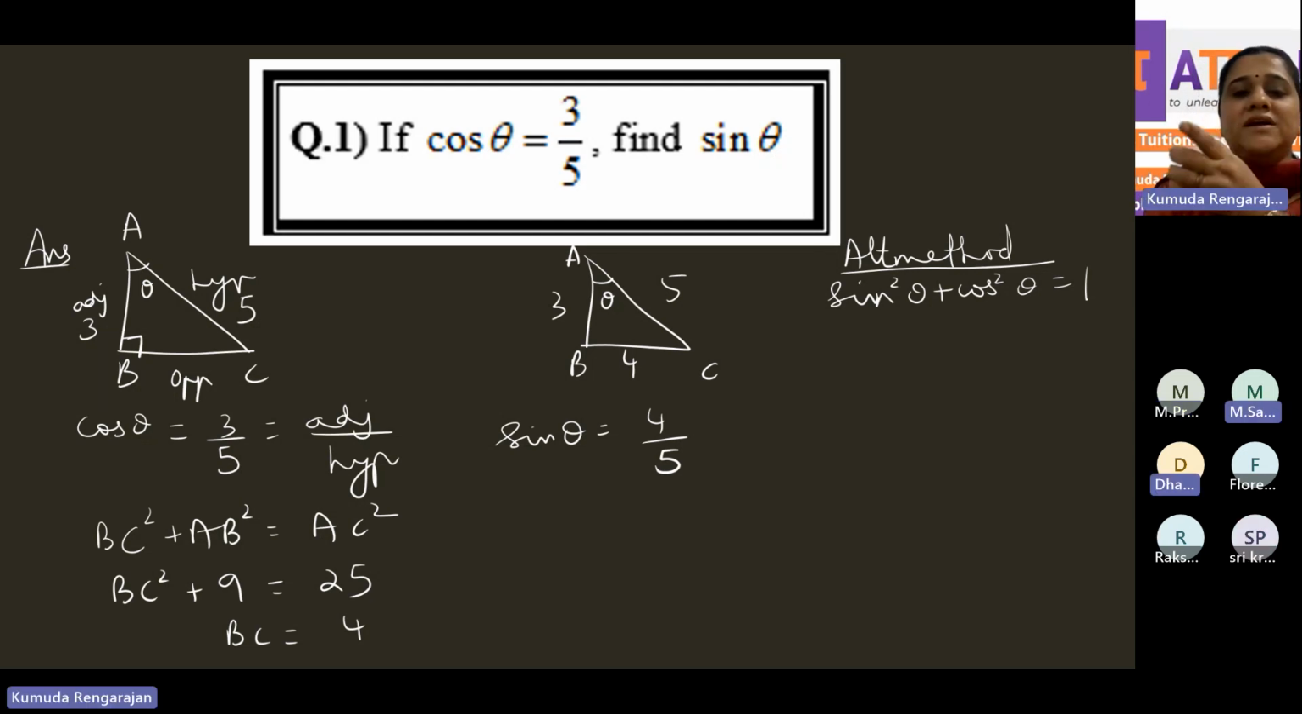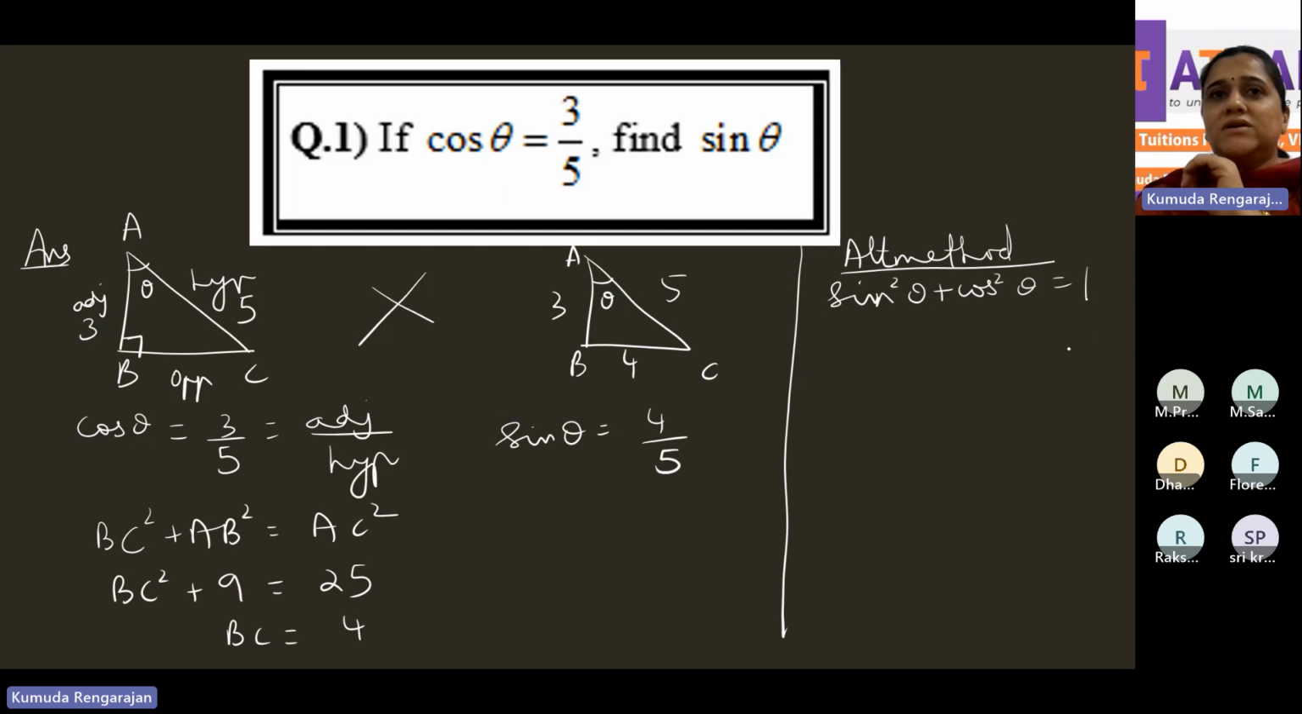All right. Alternate method is you can use the identity sine square theta plus cos square theta is 1. Substitute the value of cos. You don't need the right triangle. You don't need all this. This is an independent method. Substitute the value of cos theta and find sine theta.